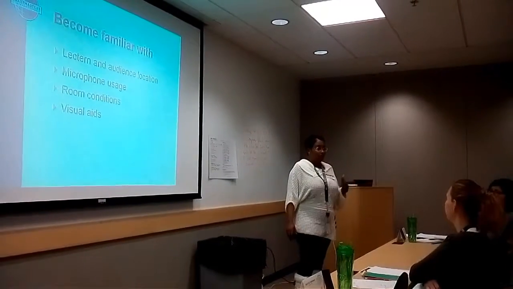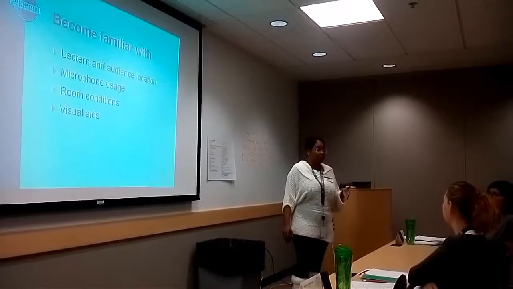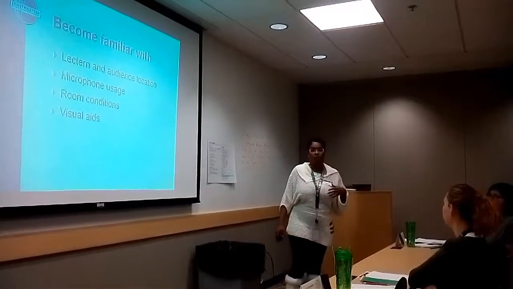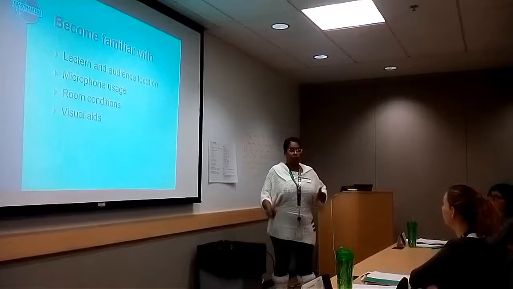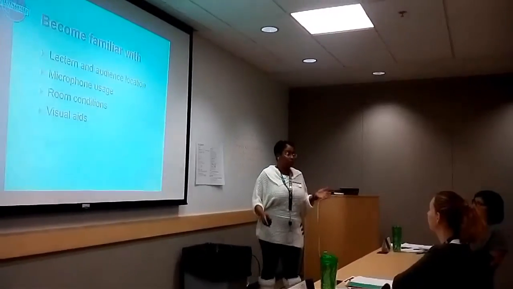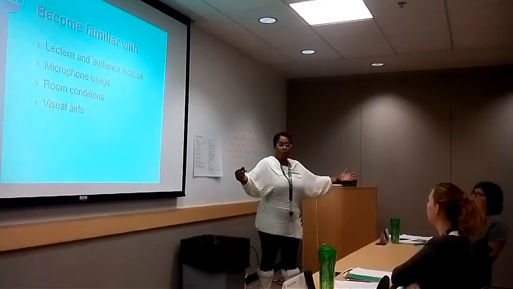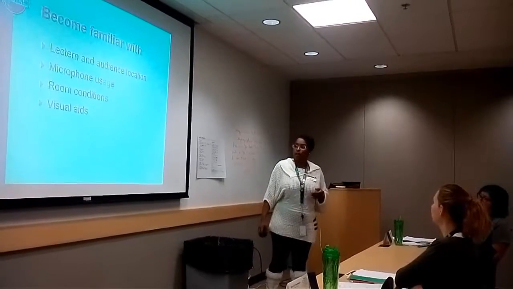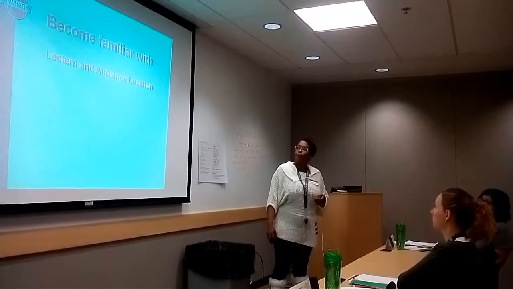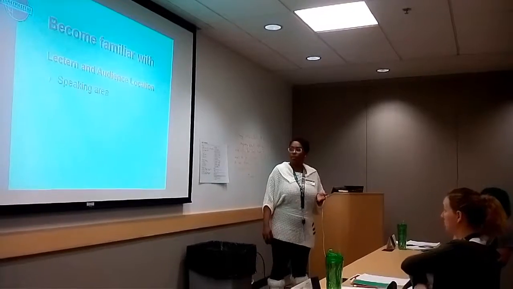Visual aids. You want to make sure that the visual aids you use are not too busy. They are able to be seen across the room. So if you're in the Roselli, you have multiple screens. You want to make sure that all of the screens are working, so that way the shape of the room, once again, coincides with your visual aids. So becoming familiar with the lectern and audience location.